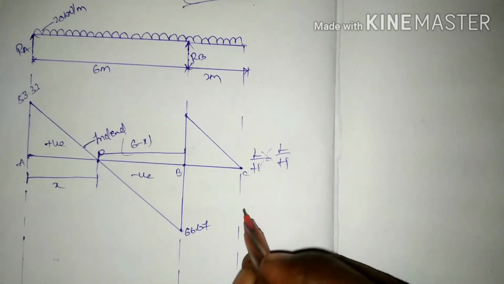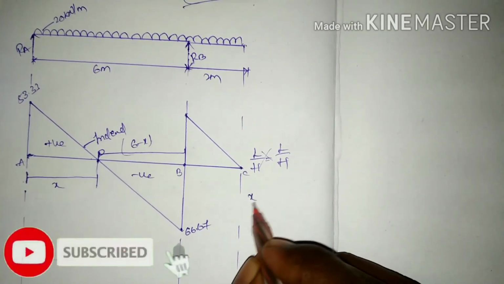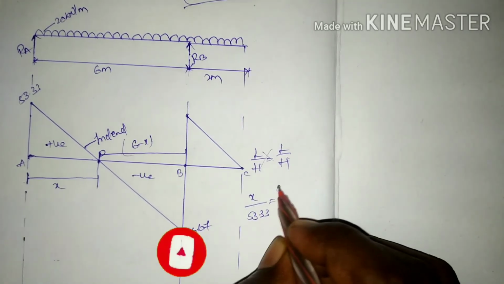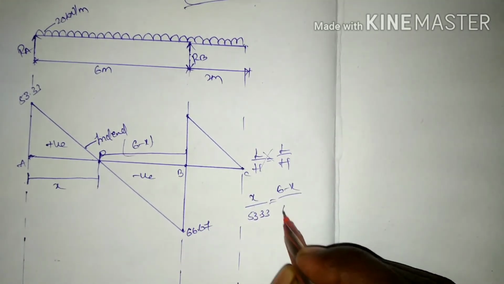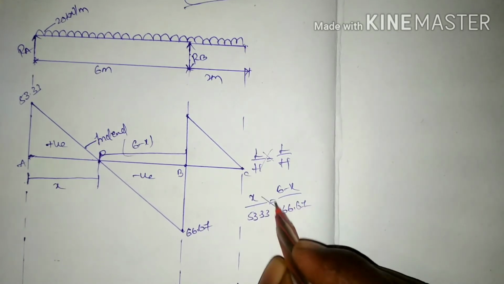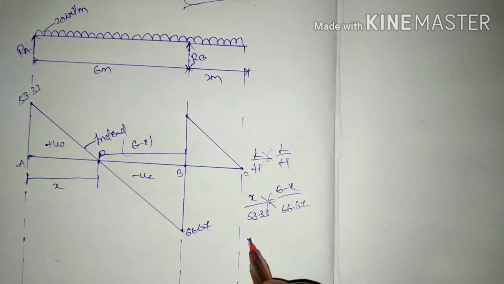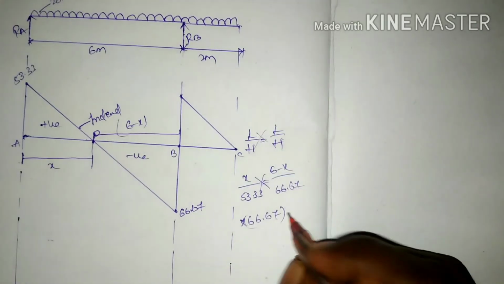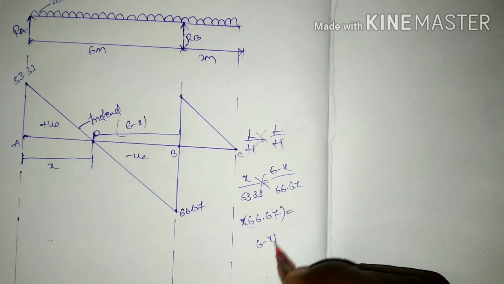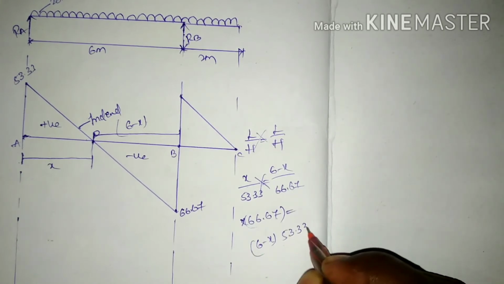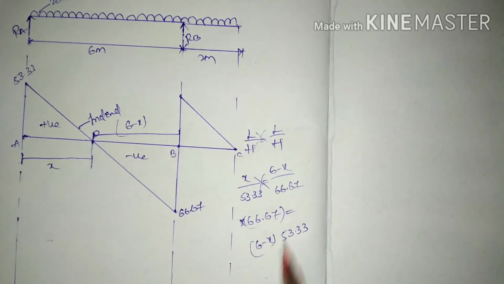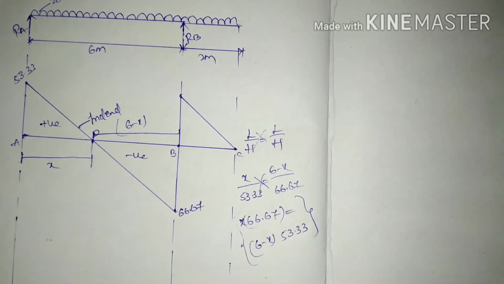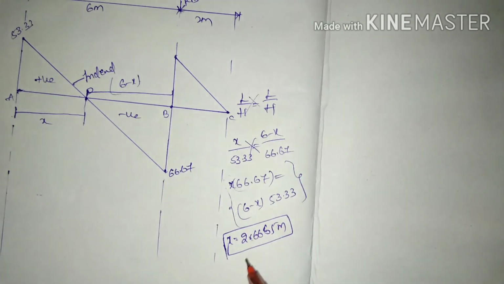Here let it be x by 53.33 is equal to 6 minus x by 66.67. Cross multiplication, x into 66.67 is equal to 6 minus x of 53.33. If you put this in the calculator, you are going to get the value of x.